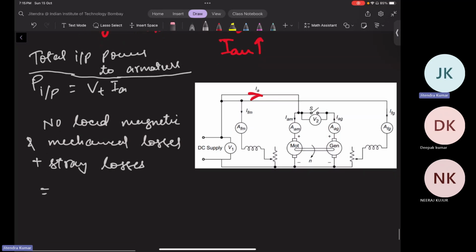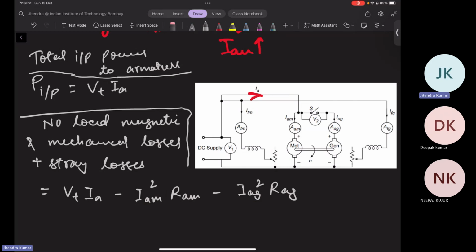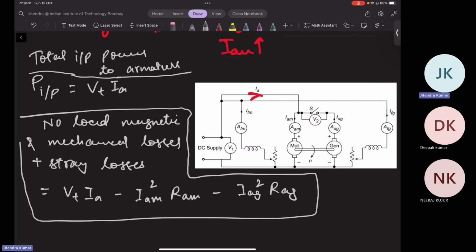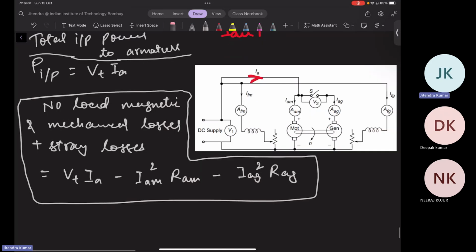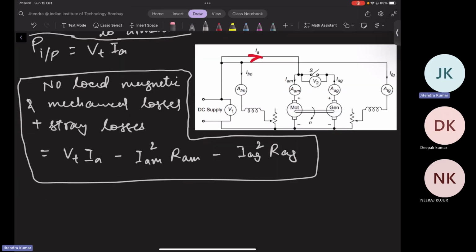That will be equal to Vt into Ia minus, this is the input of the armature, right? Minus IAM square RAM minus IAG square RAG. So this will be the total constant losses, excluding field current. We are not including field current. Okay, till here, I hope it is fine.